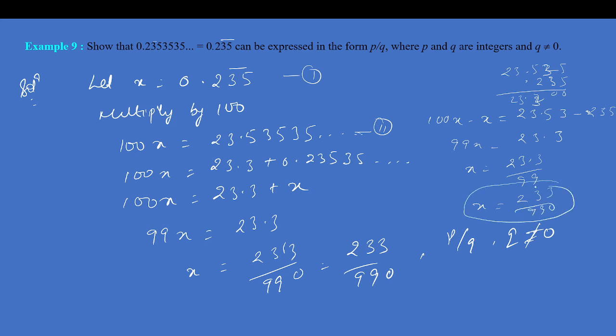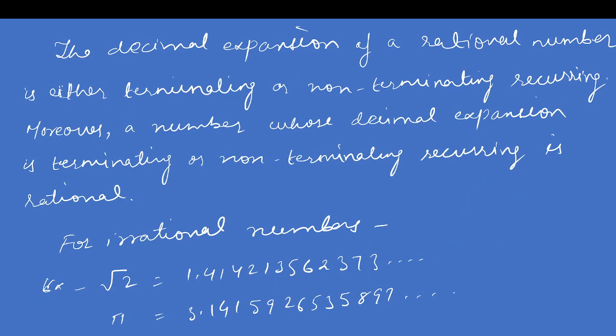Since you are in class 9, you will be understanding all these divisions. So again it is in the form of p by q, and here q is not equal to 0. So these are all rational numbers. Now moving on to the next question. We came to know what rational numbers are.